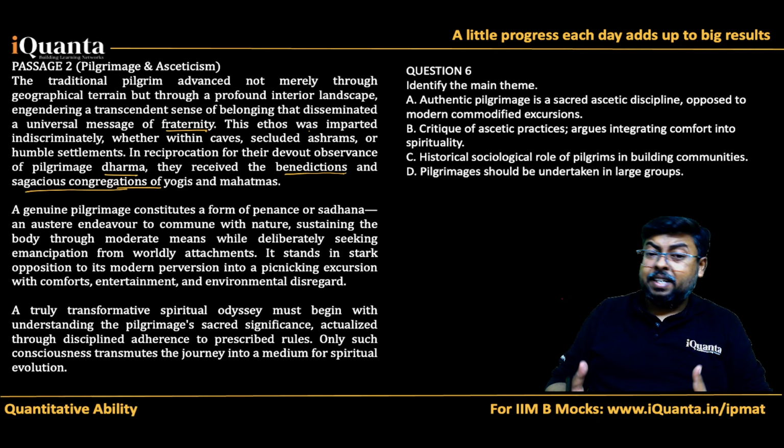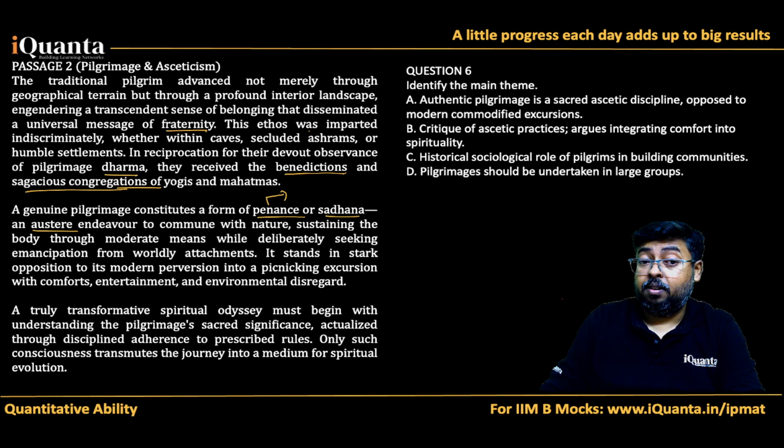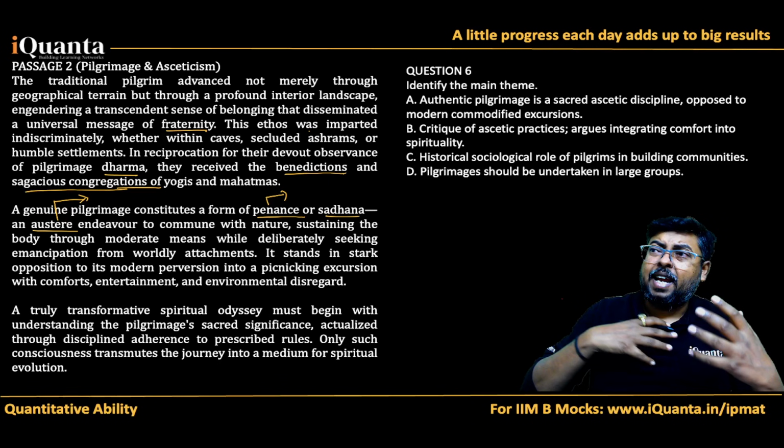Okay. A genuine pilgrimage constitutes a form of penance or sadhana. Fine, penance is more towards a punishment or an atonement. Okay, an austere endeavor, austere is very important here. Because if they are saying that there has to be an inner change as well, that inner change is very strict, very disciplined. Okay, so austere stands for strict and disciplined. Endeavor to commune with nature, so to become one with nature, to communicate with nature, to live in nature, right?